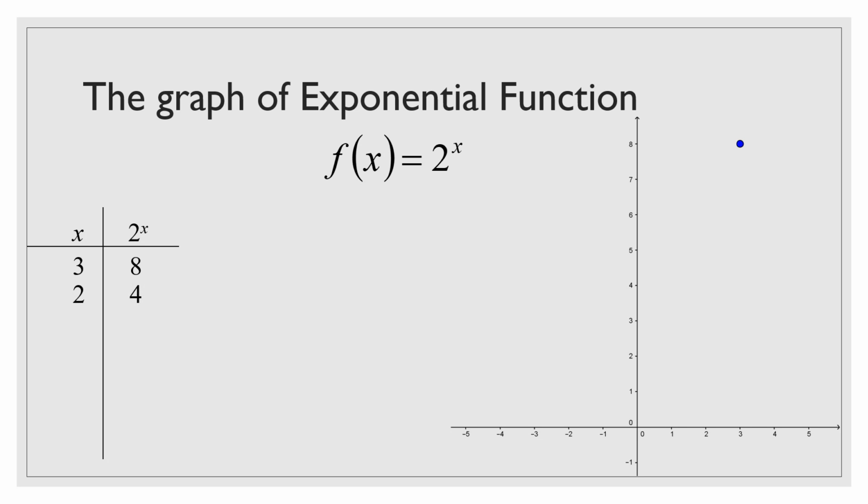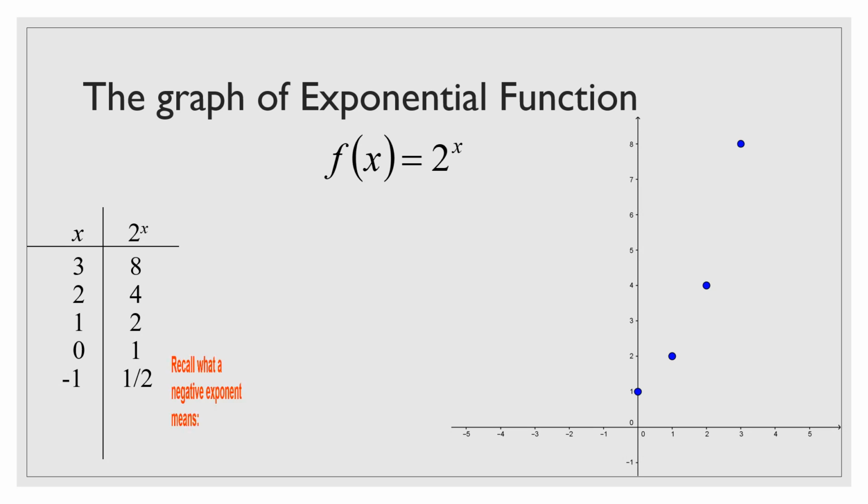Now, let's say our x is equal to 2, and our y is equal to 4, because x is replaced by 2, so we have 2 raised to 2, that's equal to 4. We plot (2, 4). Next, if x is equal to 1, y is equal to 2. If x is equal to 0, our y is equal to 1.